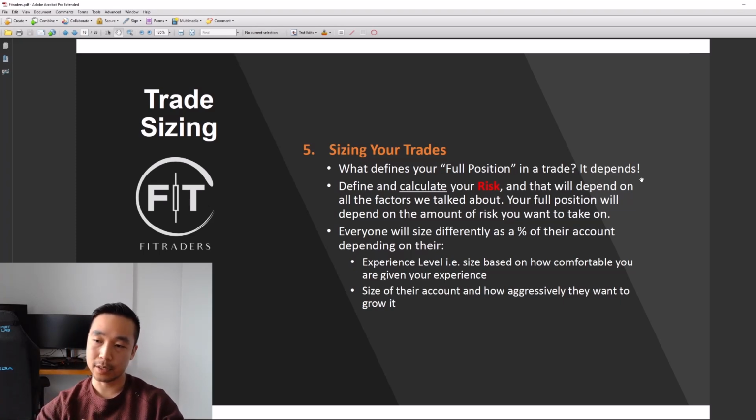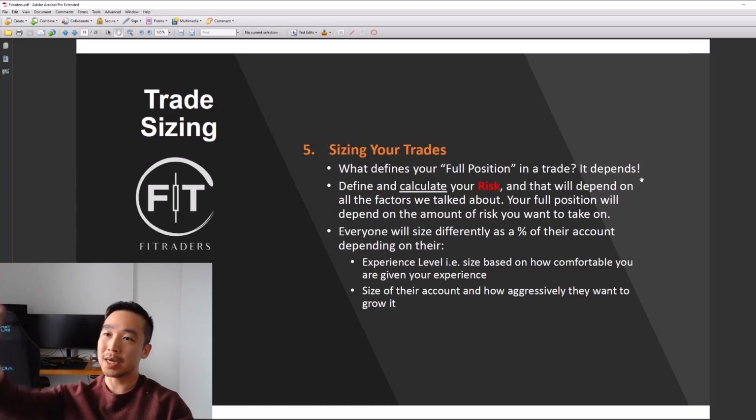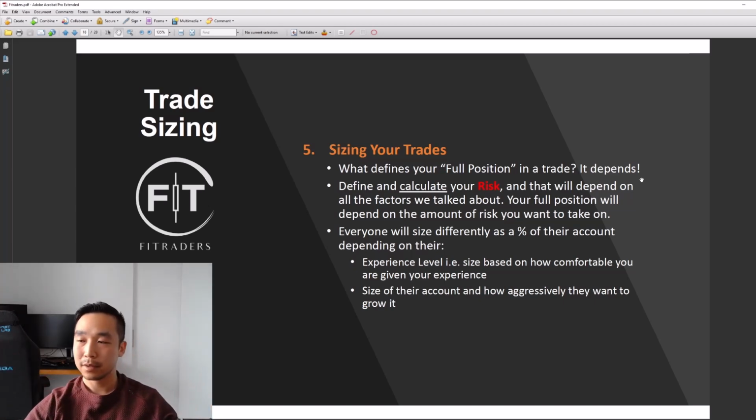It's a marathon. You're not going to retire tomorrow. You don't want to trade like you're going to retire tomorrow, because you're putting on way too much risk on yourself. That's the difference between retiring and going bankrupt.